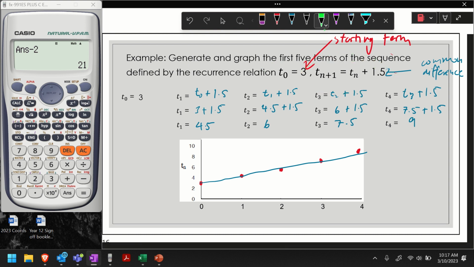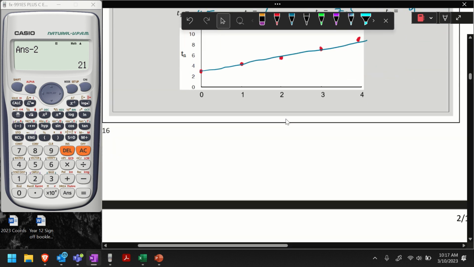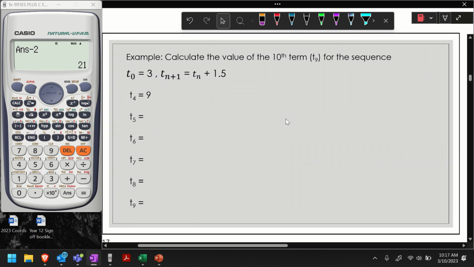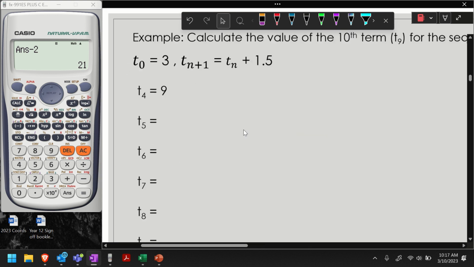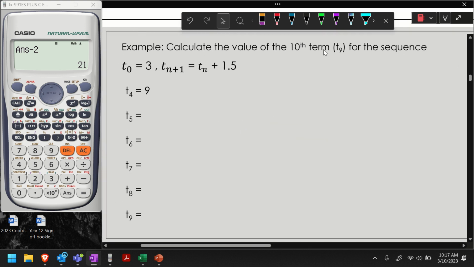All right, can I move on to the next part? Yes, no, maybe? Yeah, all right, let's go to the next part. So this one's a bit annoying. It's just tedious. But for this one, calculate the value of the 10th number in this sequence.